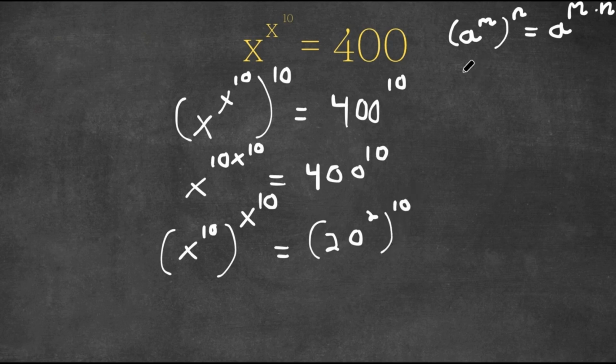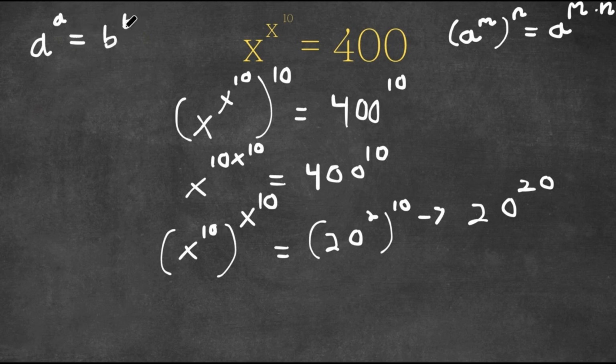And remember, if we have something in the form a to the power of m to the power of n, this is equal to a to the power of m times n. So this is going to equal 20 to the power of 2 times 10, which is 20. So if we have something in the form a to the power of a is equal to b to the power of b, then this means that a is equal to b. So in this case, we have x to the power of 10 to the power of x to the power of 10 is equal to 20 to the power of 20. This means that x to the power of 10 is equal to 20.